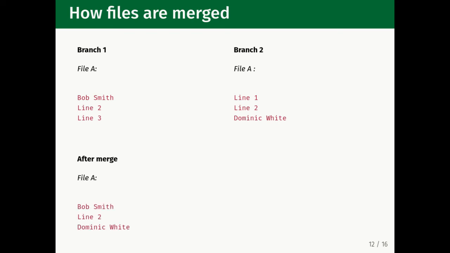Well, during the merge process, Git goes through the file line by line and combines any changes that occurred since the 2 branches originally separated. After the merge, file A looks like this. Git has updated the first line with branch 1's changes, and the third line with the changes from branch 2. Easy, right? Well, you might have noticed a problem here. What happens if both branches edit the same line?